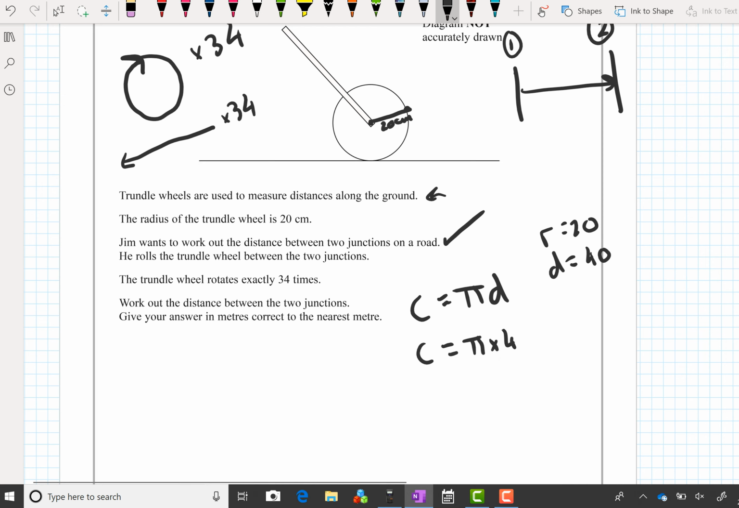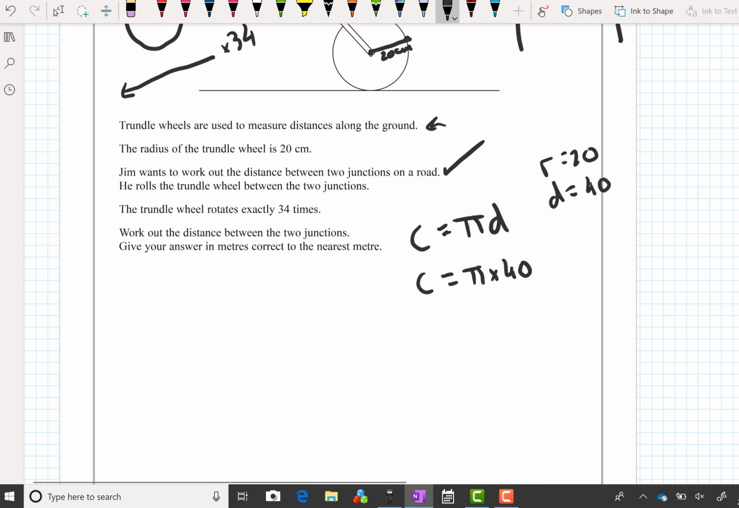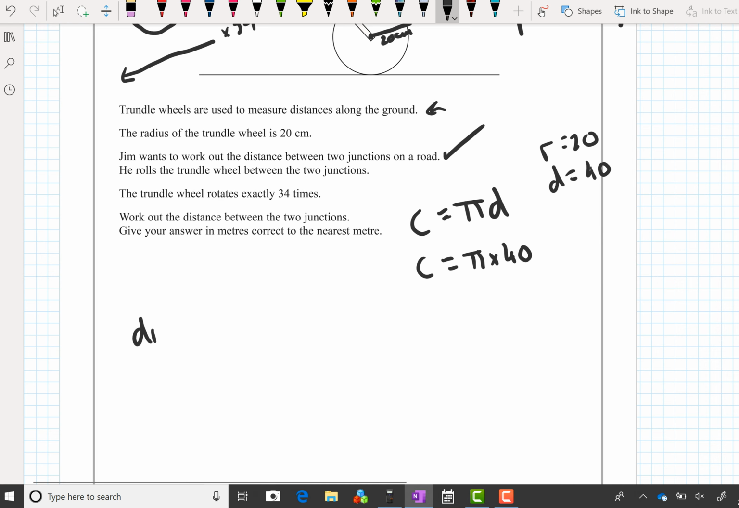However, that's the circumference for just one circle, but we want to see what 34 of them will be. So if we write, the distance is going to be equal to 34 lots of the circumference. I don't need to calculate what pi times 40 is, get it into a decimal, then times it by 34. It's fine just to put it in one line. It's actually a lot neater.